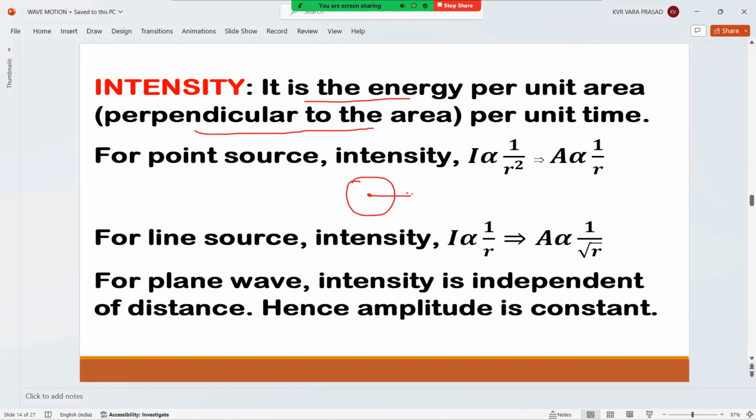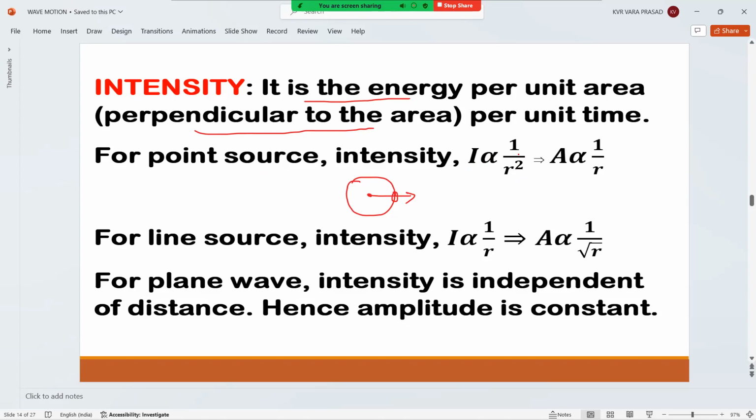Energy propagation direction is normal to the surface we take on the surface of the sphere. If you take any small area on the surface of the sphere, this energy is normal to that area. So it is mentioned perpendicular to the area. Intensity is defined as energy per unit area per unit time. Now, for a point source, intensity is proportional to 1 by r square.